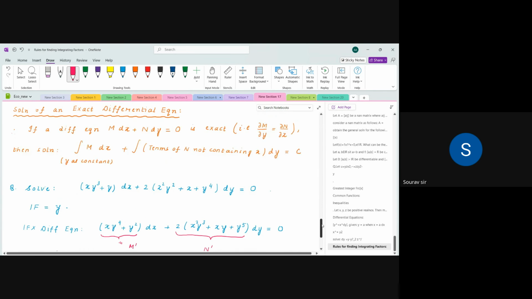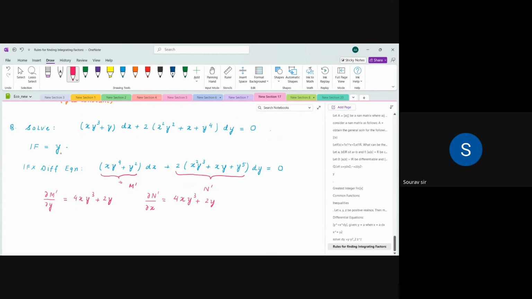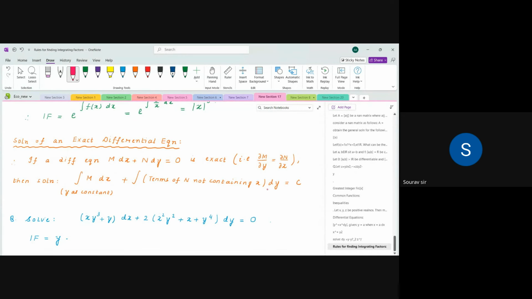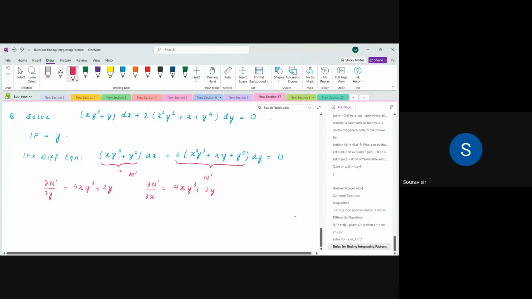Now look at this rule once more. So we have confirmed that once you multiply this integrating factor with the differential equation, the resultant differential equation is an exact differential equation, right? So now if I want to solve this, I will be using this expression. So let me write this down.